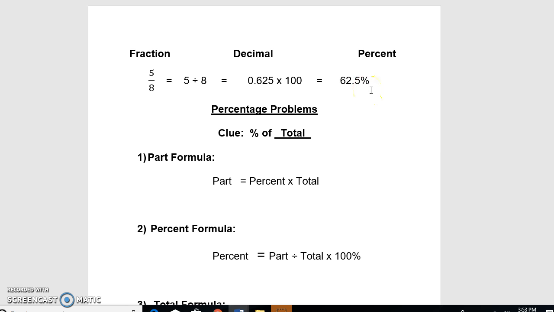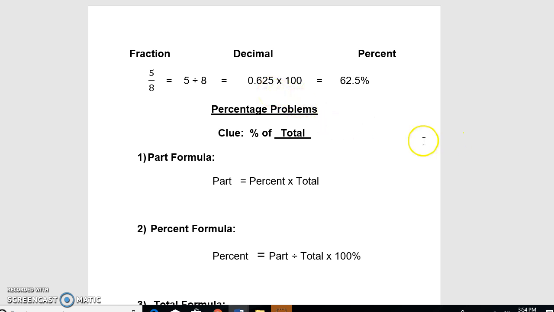Now to go the other way, we do the opposite. If we have a percent, the percent symbol would always mean divide by 100. So if we took the percent, we divided by 100, that would bring us back to the decimal number. And if we put that decimal number into our calculator, we can use the fraction to decimal key to change it back into a fraction, and I will show you how to do the fraction to decimal key on another video.